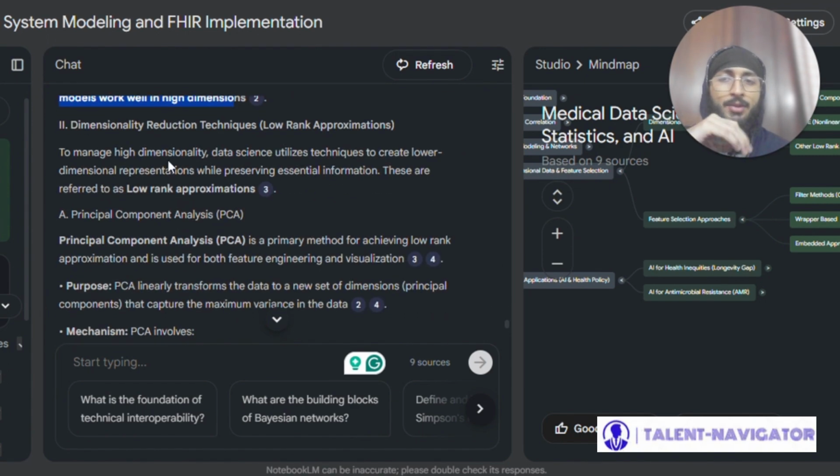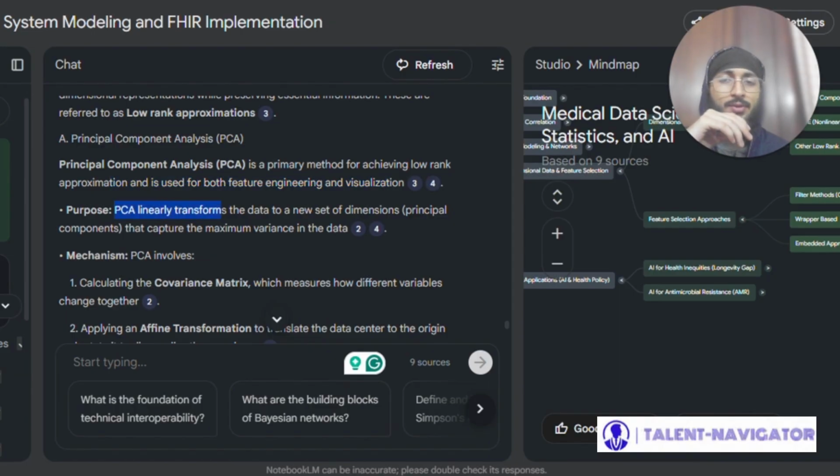So, to manage high dimensionality, data science utilizes techniques to create low dimensional representations while preserving essential information. These are referred to as low rank approximations. First, we have the principal component analysis. PCA is a primary method for achieving low rank approximation and is used for both feature engineering and visualization.